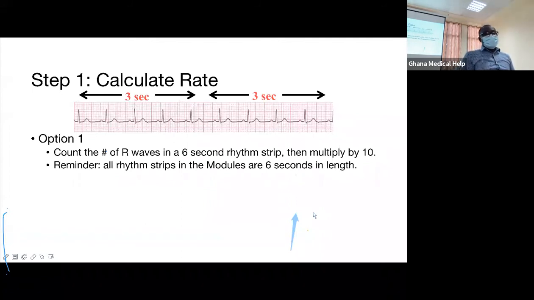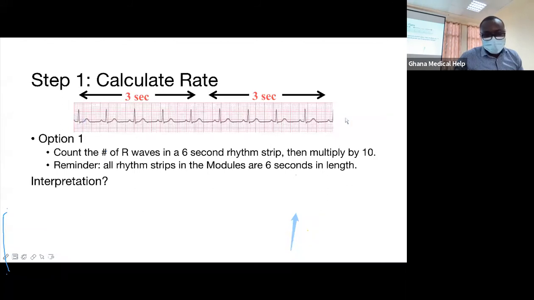One way of determining the rate is that you usually count the number of R waves in the 6-second rhythm. Like I mentioned, what you have here is about 6 seconds, because if you count the boxes from here to there, that's about 30 boxes. I said that the tiniest of boxes is 0.04 seconds, and so a bigger box will come to 0.2 seconds. And so the whole of this from there to that would then be a 6-second rhythm.